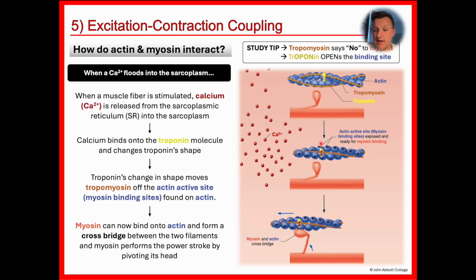How does it do that? By moving the tropomyosin. So step one, calcium binds to the troponin. Step two, troponin changes its conformation and moves the tropomyosin out of the way. Step three, the myosin heads can now access the actin active sites on this actin molecule, right? So we're all set.